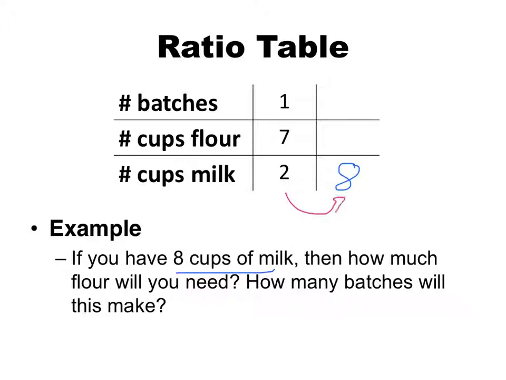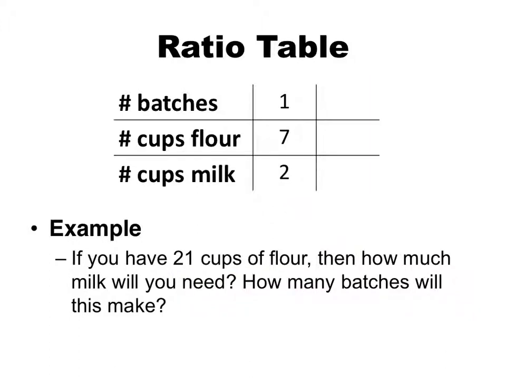Well, of course I could multiply 2 by 4 to give me 8. So if I multiply this last row by 4, I need to multiply all the other rows by 4. And so 7 times 4 is 28. 1 times 4 is 4. And so there we go. These top 2 rows give me my answers. If I had 8 cups of milk, I'm going to need 28 cups of flour, and that's going to make 4 batches of muffins.